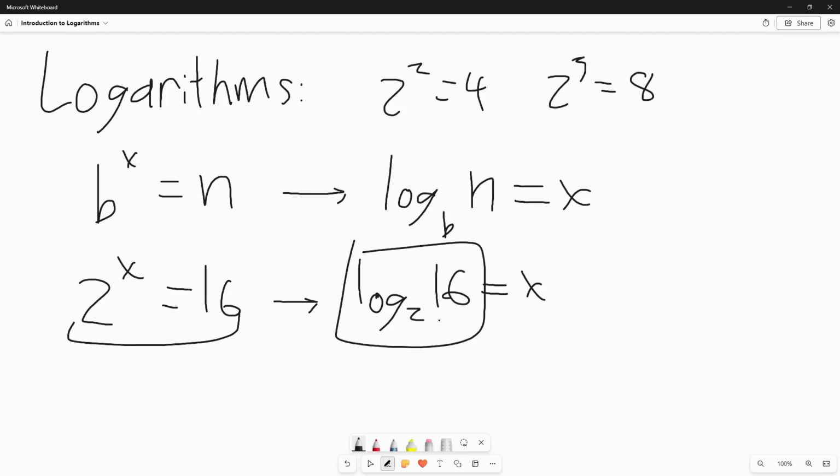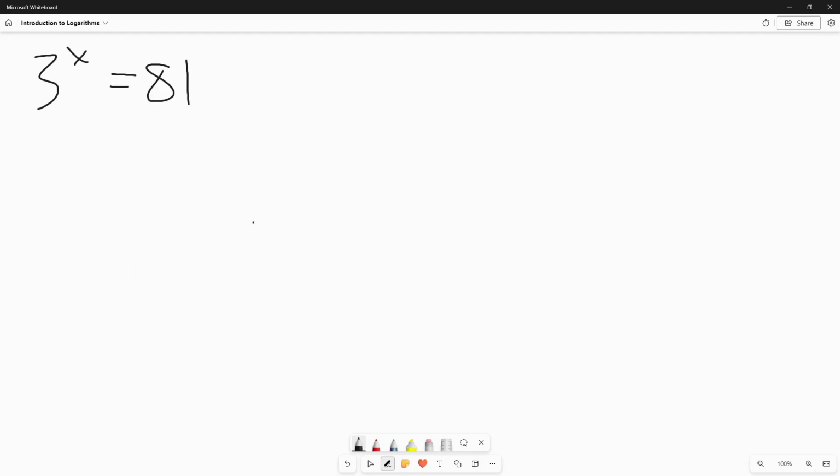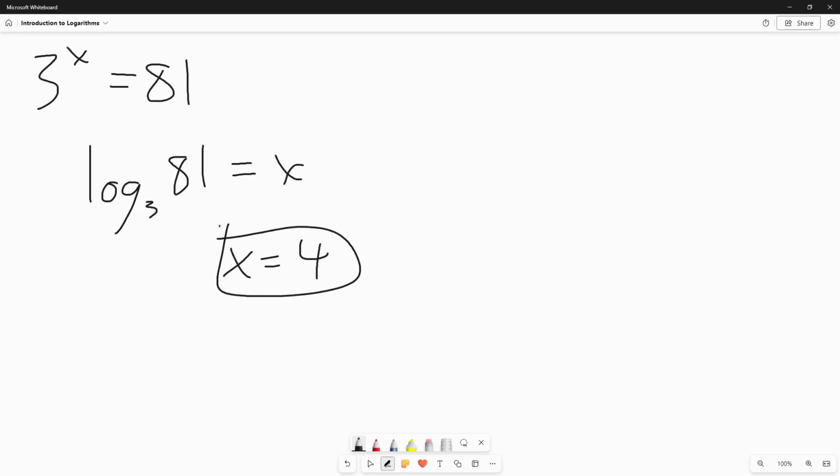So for example, if you have something like this, where 3 to the power of x is equal to 81, and you have to find x, instead of just guessing and checking for x, you can just turn it into log base 3 of 81 is equal to x. And if you put this into your calculator, you get x is equal to 4. So this is a much easier way to find the value of an exponent when you're given the other two values.